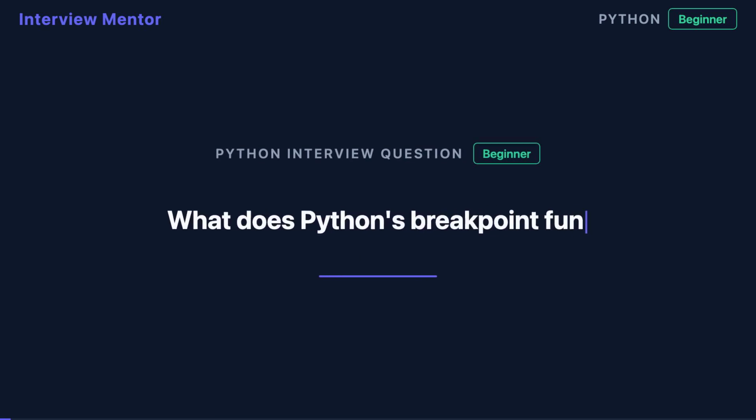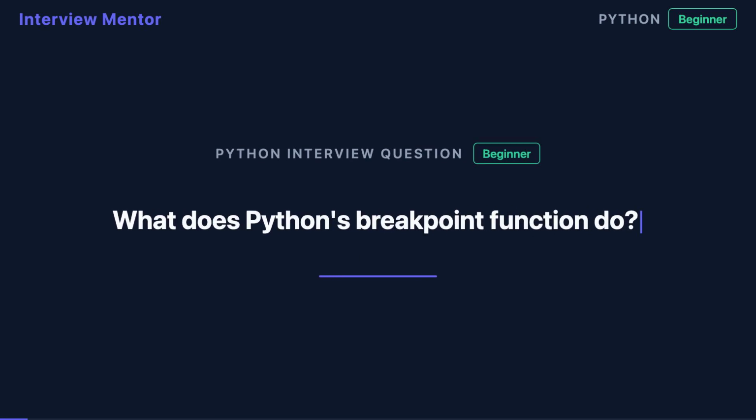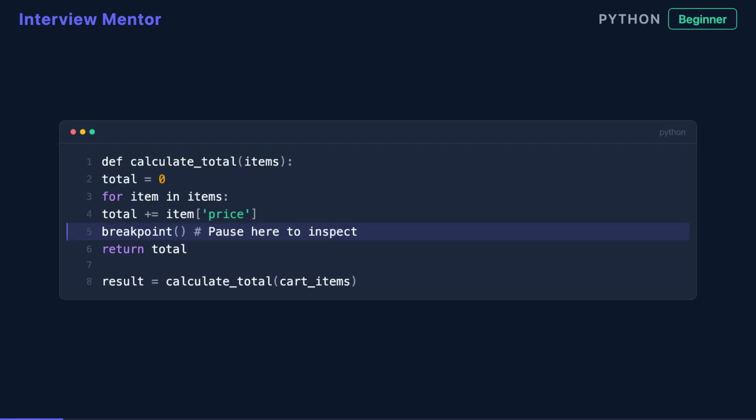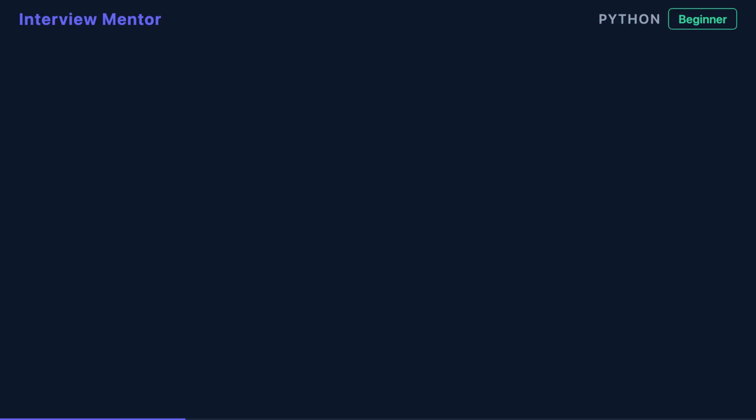Tired of cluttering your code with import pdb; pdb.set_trace() everywhere? Python has a cleaner solution. The breakpoint function, introduced in Python 3.7, is a built-in that drops you directly into an interactive debugging session. Just call breakpoint anywhere in your code, and execution pauses right there, giving you a PDB prompt to inspect variables, step through code, and diagnose issues on the fly.